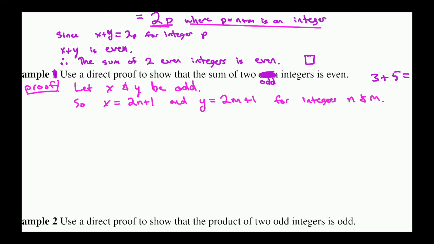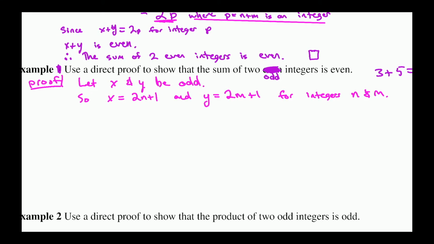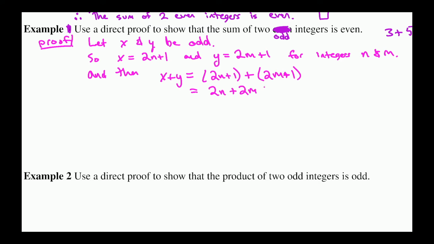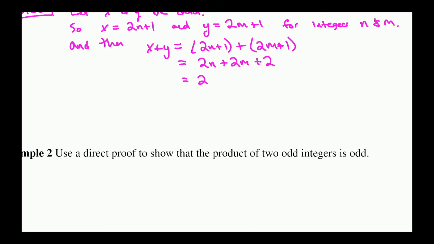So I've got two odd numbers. Once we have our two odd numbers, what do we do with them? We're going to add them, right? So let's add them up. x plus y is, well, x is 2n plus 1, and y is 2m plus 1. Add that up. What do we get? 2n plus 2m plus 2. Right? And then all of those have a 2. Since they all have a 2, you take out the 2, you'll have n plus m plus 1.